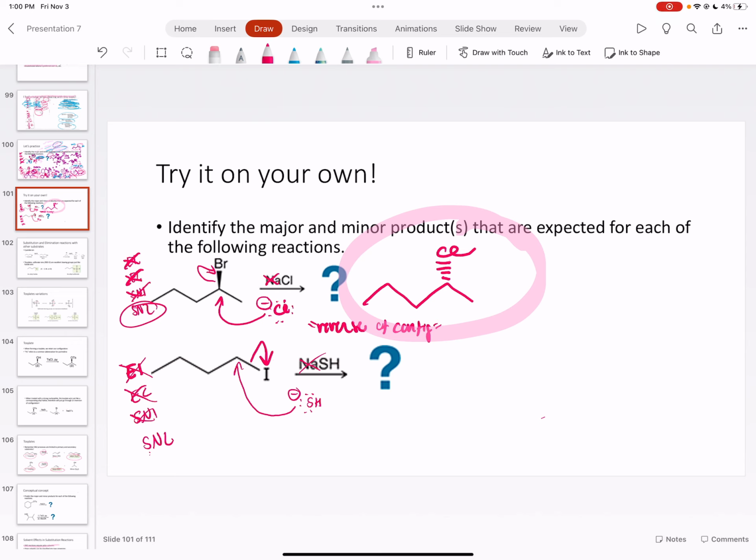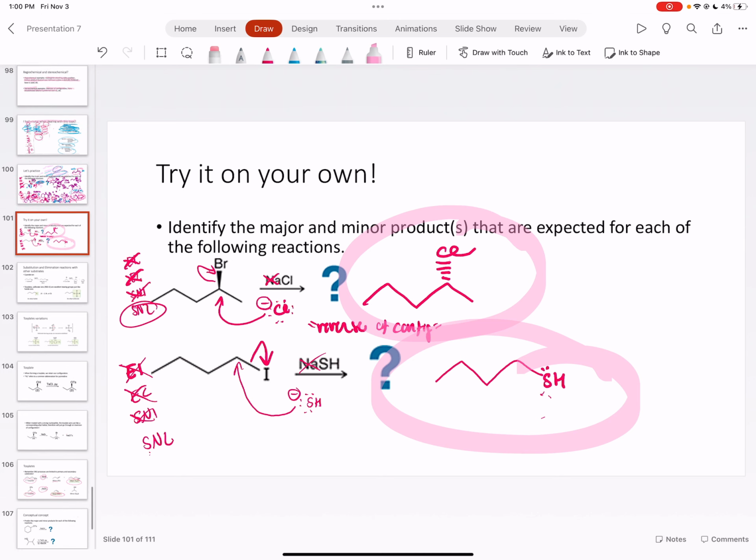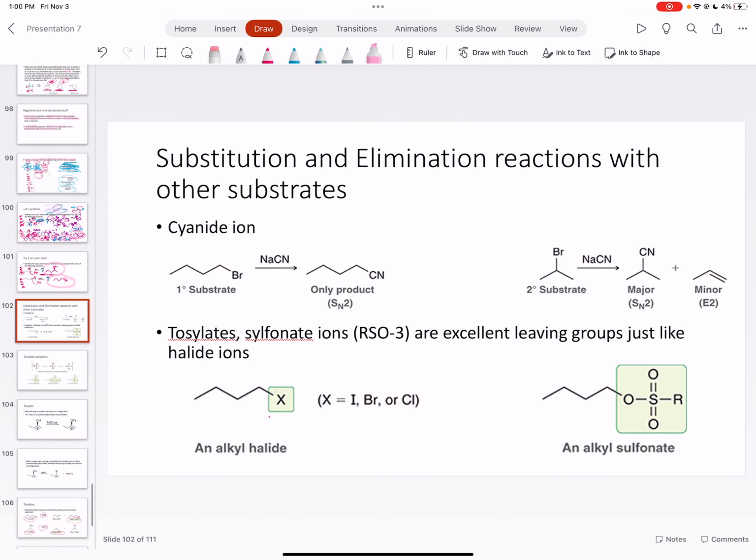Having a loss of a leaving group, and then it's just going to take the place of that iodine. And that's going to be my only product. Okay, so that is just extra stuff.